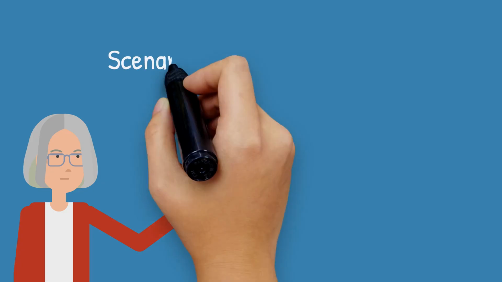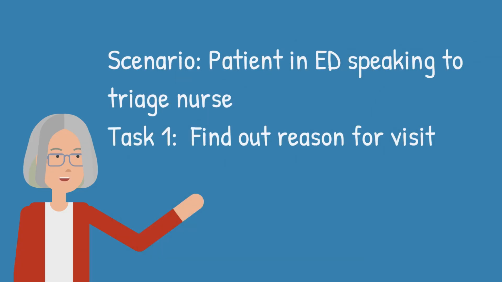Example 2, the scenario. A patient has come into ED after a minor sports injury. You are a triage nurse and are speaking to him or her for the first time. The task bullet point 1, find out reason for visit. Planning the role play. Do you need to introduce yourself and explain your role? Yes. You need to introduce yourself and explain that you are one of the triage nurses in ED. Then you'll move quickly onto the first bullet point.